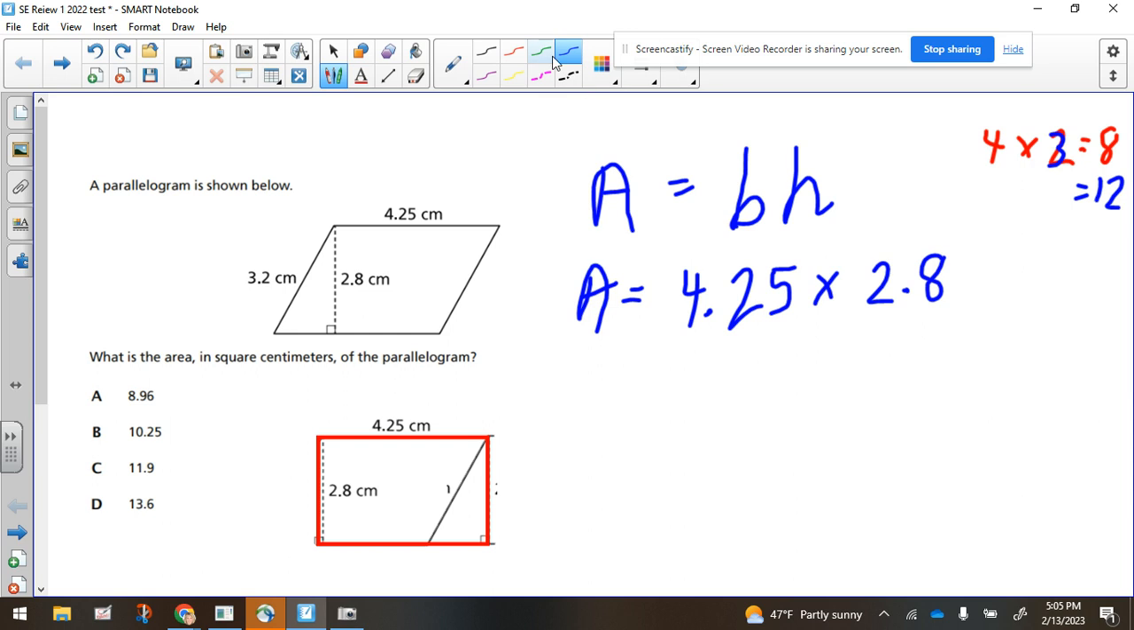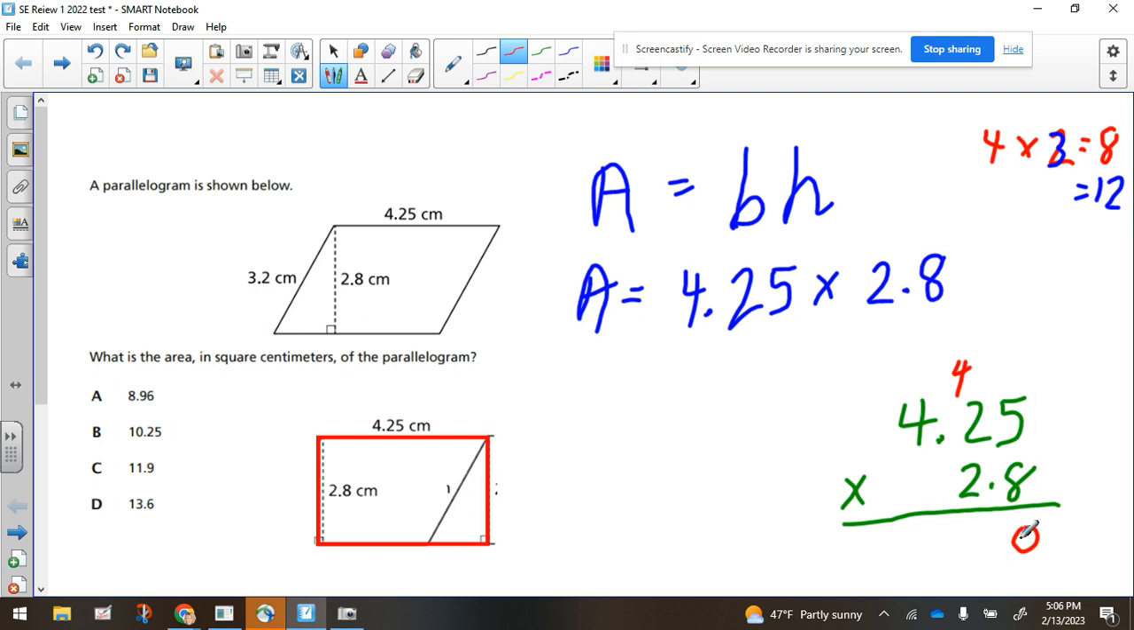Now, if you don't have a calculator and you're not allowed to use one and you have to show the work, then I would set up the algorithm as 4 and 25 hundredths on top and 2 and 8 tenths on the bottom. And remember, you don't have to line up the decimals like you do with addition and subtraction when you're multiplying two decimals together. So you're going to go ahead and get started to do the 5 times 8, which is 40, and you'll do your thing and finish up.